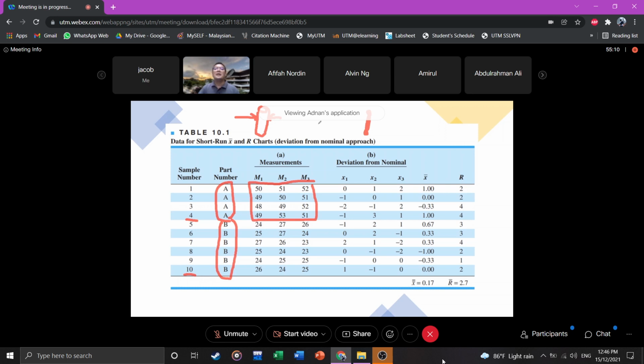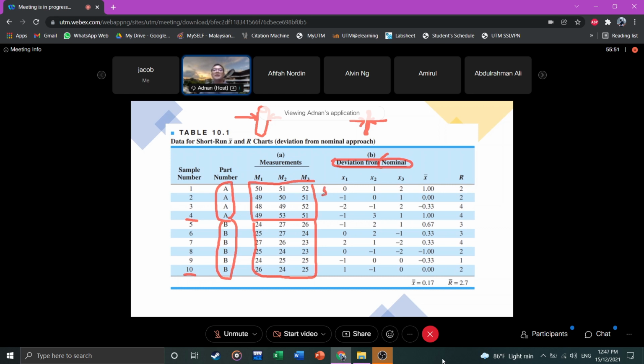So how can we use a similar chart? We cannot, unless we modify this. You see here for B the dimension is between 24, 25, 27, but here it is 50, 51, 52. So the typical control chart cannot be used. What we use is deviation from nominal. Instead of plotting 50, 51, 52, we plot the deviation. Before we plot the deviation, we have to see what the nominal is. In this case, the nominal is 50.